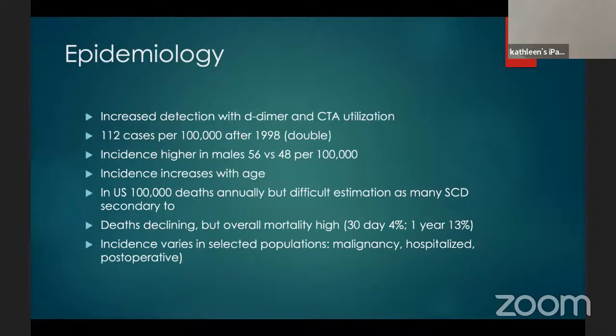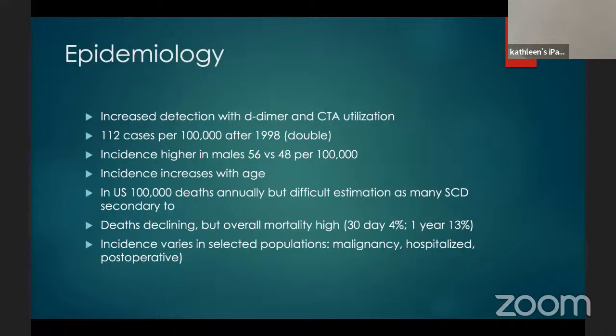As far as epidemiology, there's been increased detection of PEs with the advent of D-dimer and computed tomography pulmonary angiography, or CTPA, utilization. It's estimated that there are 112 cases per 100,000 people. This estimate was made after 1998, which is double that of prior. The incidence is higher in males, 56 versus females, 48 per 100,000. The incidence increases with age.